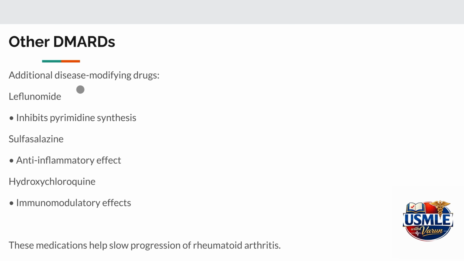In addition to methotrexate, several other disease-modifying anti-rheumatic drugs may be used in rheumatoid arthritis. One example is leflunomide, which works by inhibiting pyrimidine synthesis, thereby reducing lymphocyte proliferation. Another medication is sulfasalazine, which has anti-inflammatory effects. A third example is hydroxychloroquine, which acts as an immunomodulatory agent. These medications help slow disease progression and reduce inflammatory activity in rheumatoid arthritis.